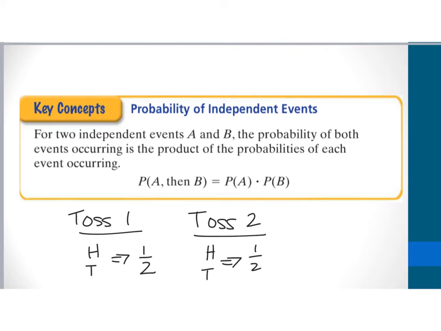So if I want to find the probability of both events occurring, based on my definition right here, it says the probability of A happening, which is toss 1, then the probability of B, or toss 2, occurring. I'm going to multiply those two probabilities together. So I have 1/2 times 1/2, which gives me 1/4. So this right here is my probability of tossing something like, say, 2 tails.